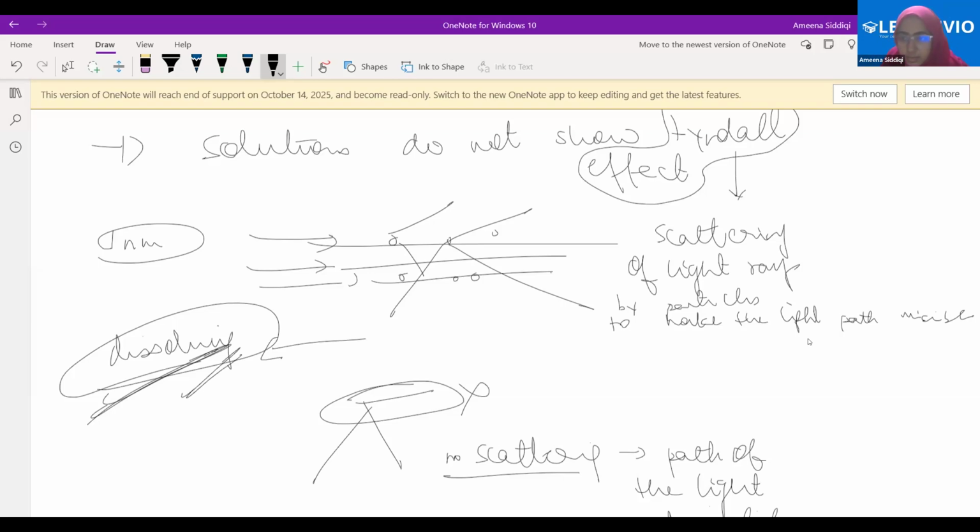Ma'am, that's what I said, right? You said that because of the size of the particles, that's right. But what is happening because of the size of the particles? That is this dissolving. Because the size of the particle is very small, dissolving actually takes place. Are you getting what I'm trying to say here?